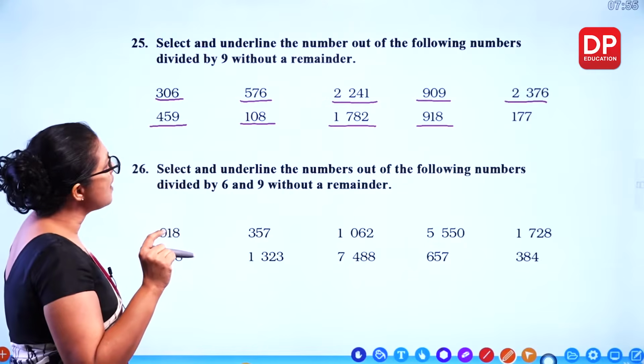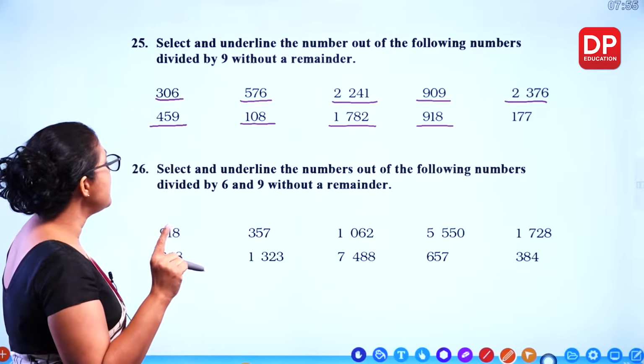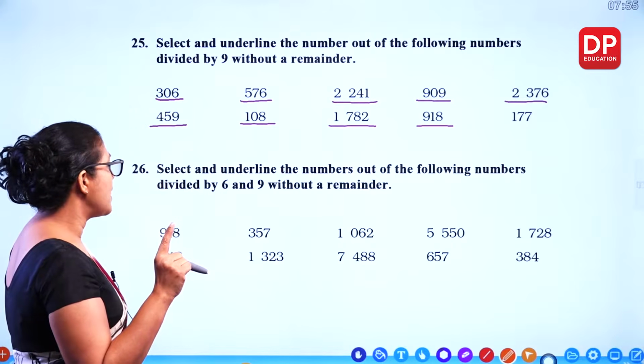Select and underline the numbers out of the following numbers divisible by 6 and 9 without a remainder.